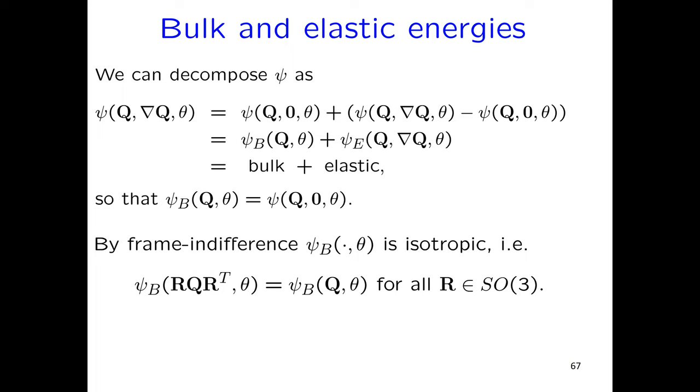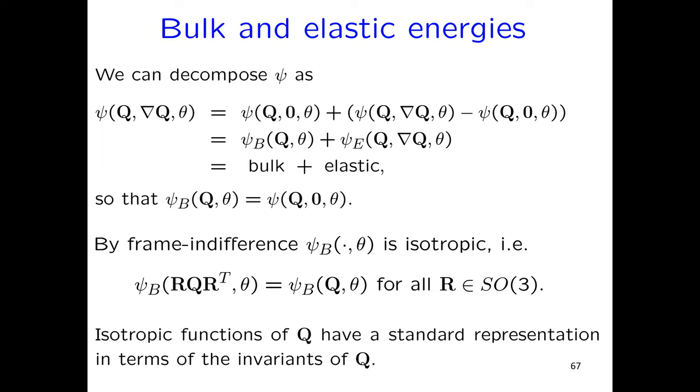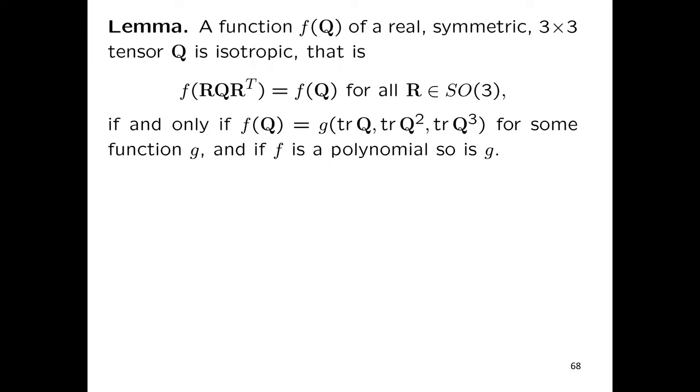And so now let's first of all think what we know about the bulk energy. That's got to be isotropic. So it's got to satisfy this condition that ψ_B of R Q R transpose is ψ_B of Q for all R. Here it doesn't matter whether you have SO(3) or O(3). And such isotropic functions have a standard representation in terms of the invariants of Q. So a function F of Q, of the real symmetric traceless matrices, is isotropic if and only if you can write it as a function G of the trace of Q squared and the trace of Q cubed for some function G. And if F is a polynomial, then so is G polynomial.